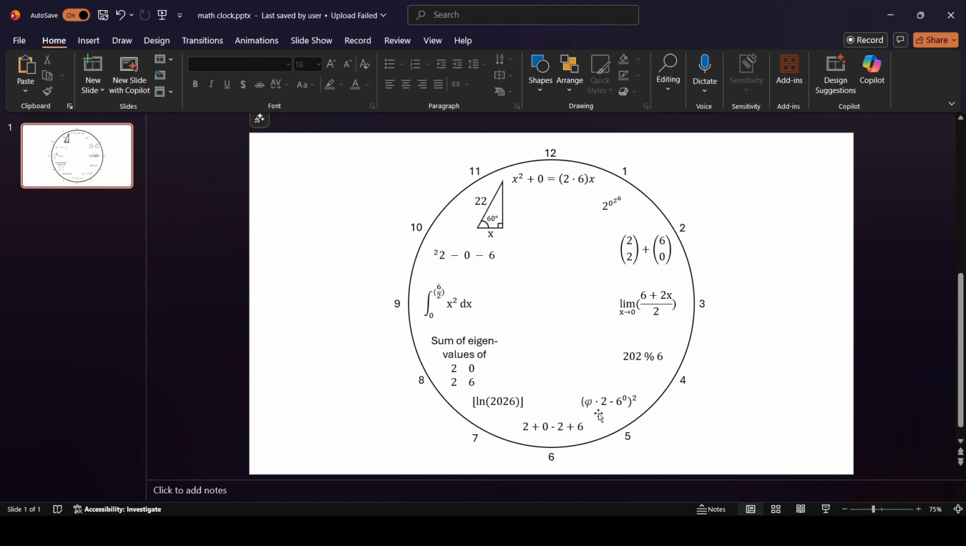For number 5, this Greek letter phi is supposed to represent the golden ratio, which is the ratio that the numbers in the Fibonacci sequence approach, among other things. But I was originally planning on representing it using a geometrical construction, but that involves the square root of 5, which is left as an exercise for the viewer in terms of constructing it in PowerPoint.